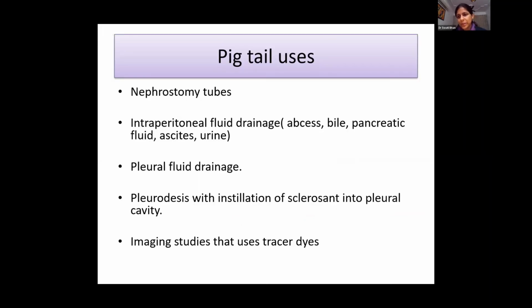Now, uses: it can be used as a nephrostomy tube. Then it is used for intraperitoneal fluid drainage for abscess, bile, pancreatic fluid, ascites, or urine. Most commonly, it is used for pleural fluid drainage in cases of malignant pleural effusions. Then pleurodesis can also be done with it, with instillation of sclerosant, and imaging studies that use tracer dyes sometimes also use pigtail catheters.